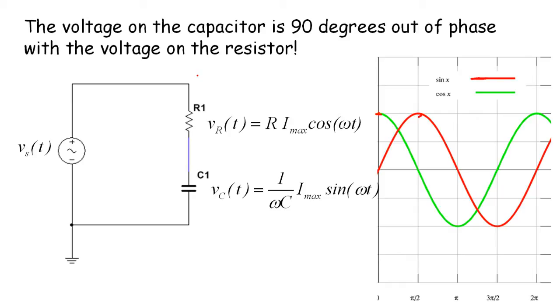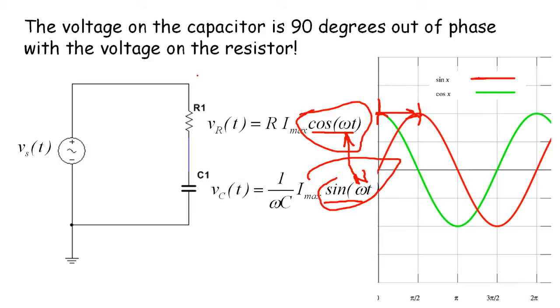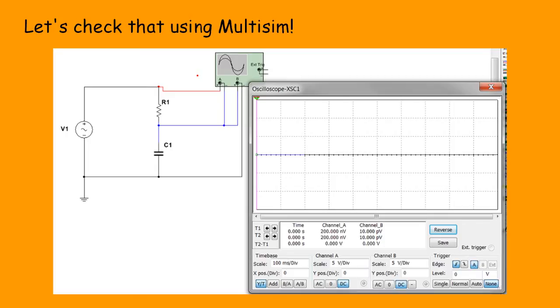So if this is the voltage on the resistor, which goes by the cosine, then the voltage on the capacitor goes as a sine, and the sine is 90 degrees behind the cosine wave. So that's why we say that the voltage on a capacitor always lags the voltage on the resistor by 90 degrees. And that's at any angular velocity that we have here. No matter what omega is, we still have a cosine up here and we have a sine here, so they're always 90 degrees apart. Well, let's check that using Multisim.